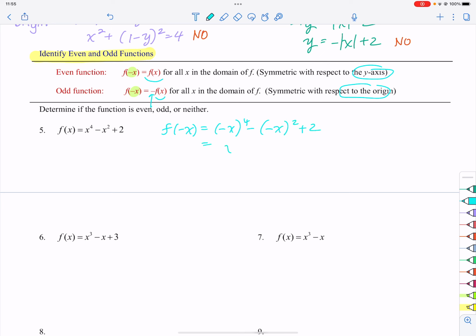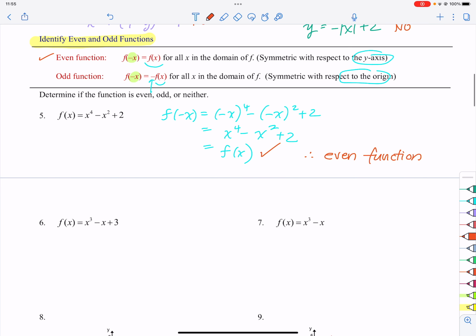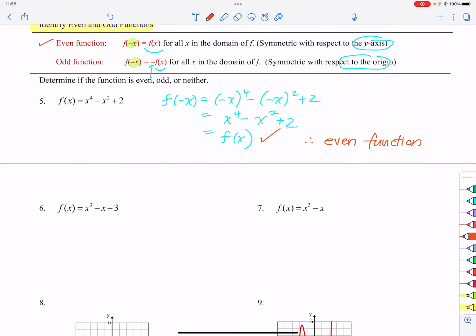And as you can see, we actually have what we started with. So therefore, we have an even function. That was this first case. Okay, let's look at number 6.